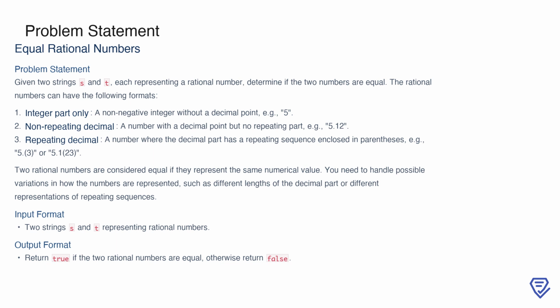or 5.1(23). Two rational numbers are considered equal if they represent the same numerical value. This means that even if the numbers are expressed differently, they should evaluate to the same value. For example, one number might have a repeating decimal while the other does not, but they can still be equivalent. The input will consist of two strings, and our job is to return true if the numbers are equal, or false if they are not.